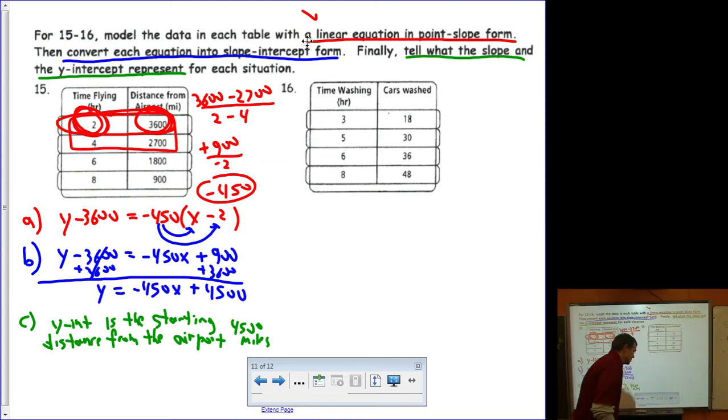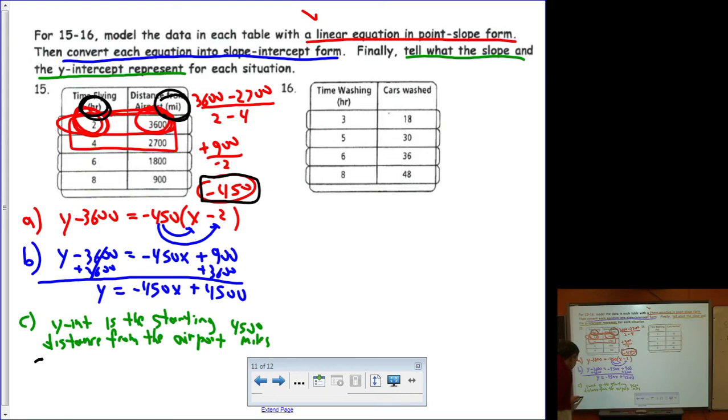The slope is your rate of change, right? The slope is how much the y is changing per x. So in this case, the slope was negative 450. That is going to be miles per hour. So the miles from the airport per hour is going down by 450 miles. Means the airplane is getting closer to the airport by 450 miles per hour.